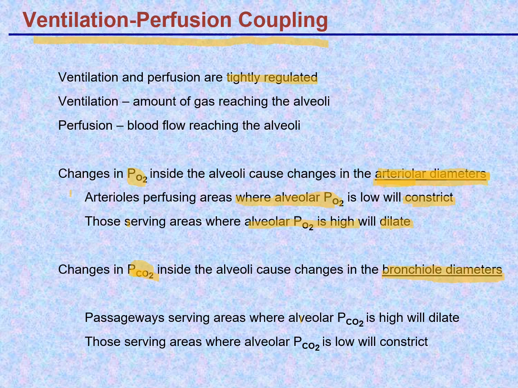If the perfusion is poor into that area, then the alveolar PCO2 won't be as high, and you will get constriction of the bronchioles. So PO2 in the alveoli is the key determining factor in arterial diameters, and PCO2 is the key determining factor in bronchial diameters. So you have this coupling of the two, and it's called ventilation perfusion coupling. Blood is sent to those areas that are well ventilated, and air is sent to those areas that are well perfused.